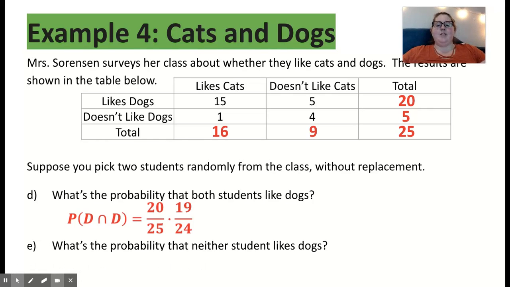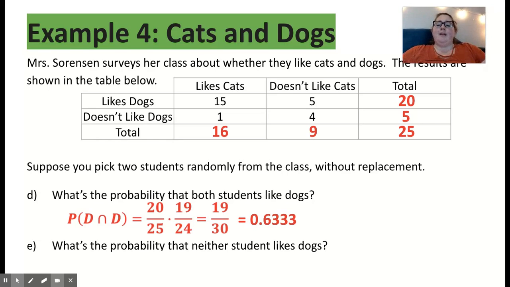Do a little multiplication, still multiply the top, multiply the bottom. 20 times 19 is 380, 25 times 24 is 600. So it would be 380 out of 600. It reduces down to 19 out of 30. But either way, when I divide top by bottom, I'm going to get 0.6333. You're pretty much always going to have answers as decimals anyway, so don't worry too much about the fractions.